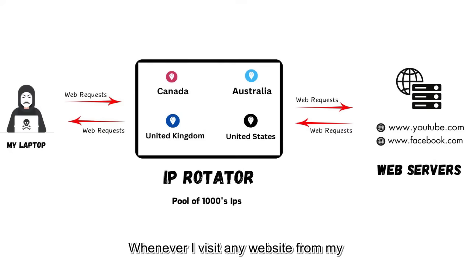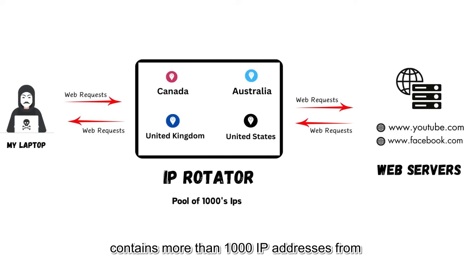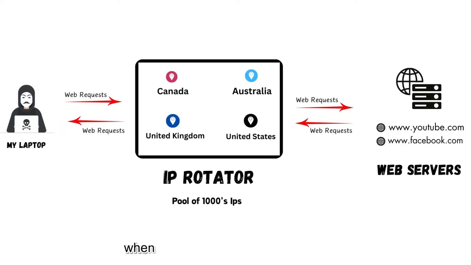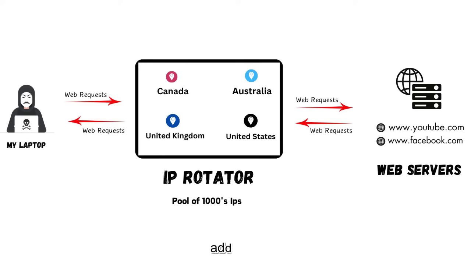So let's take this image as an example. Whenever I visit any website from my laptop, this request is passed through my IP rotated Chrome extension. This extension contains more than 1000 IP addresses from United States, Canada, Australia and multiple other countries. As we all know, whenever we visit a website, then the website tracks our IP address to identify from which country we are coming from. So in my case, they will not see my real location. What they will see is just a fake IP address.